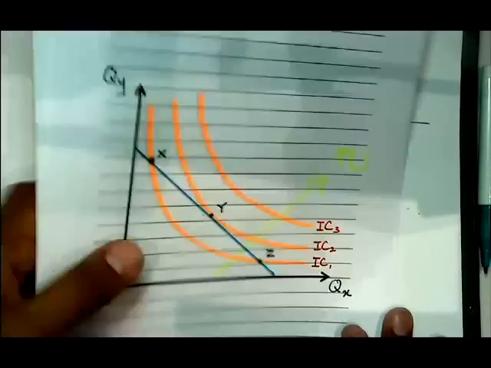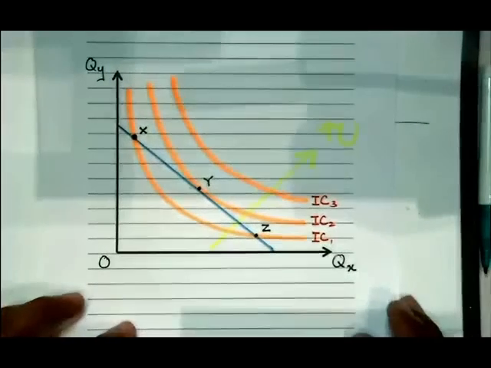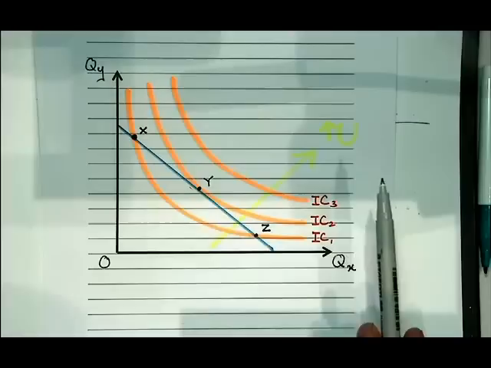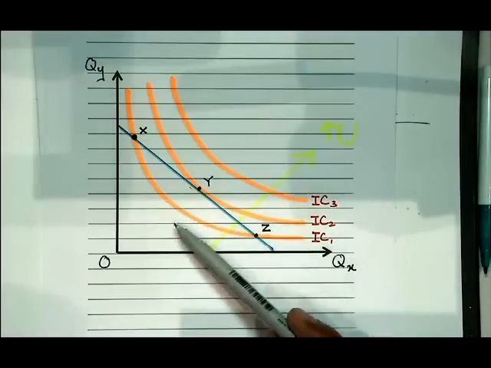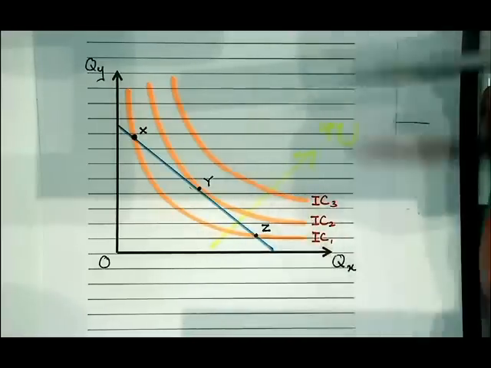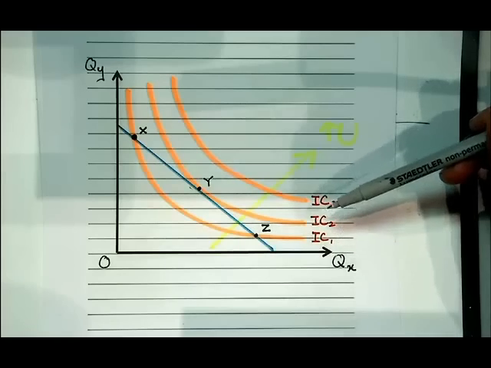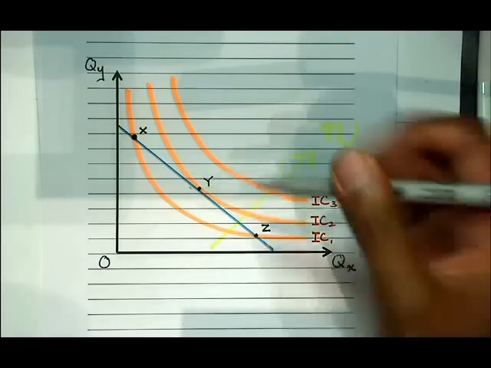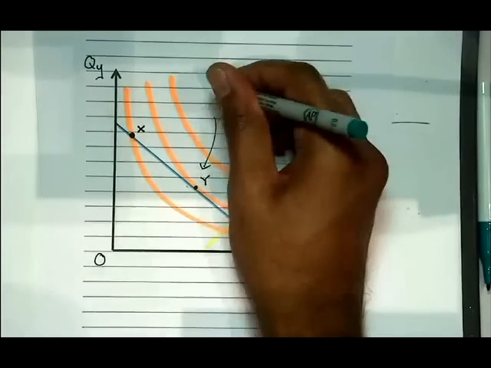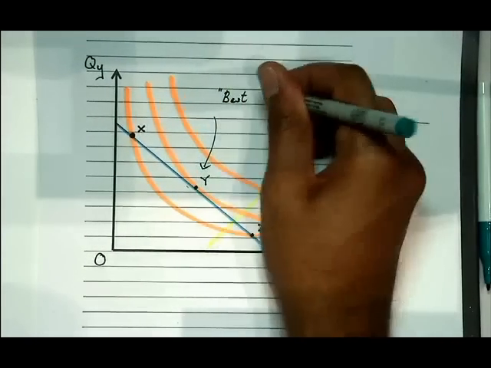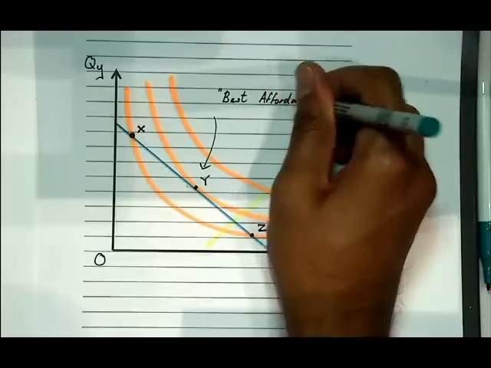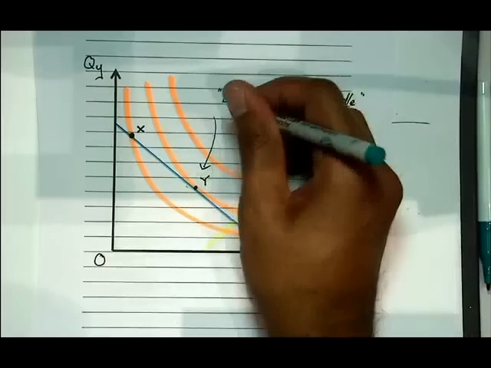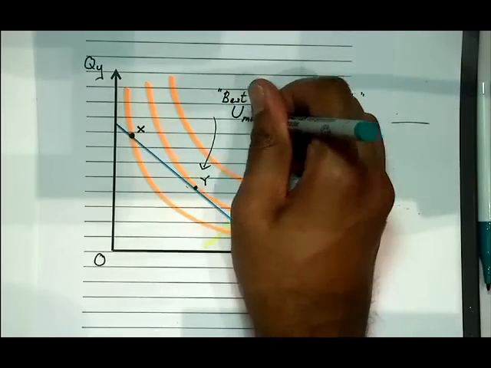But a consumer not only wants to buy a bundle that's affordable, they want to get the highest level of utility possible. You want to go to the highest indifference curve, which in this case is indifference curve 2. So bundle Y has the highest utility. We call Y the best affordable bundle, or we can call it the utility maximizing bundle.